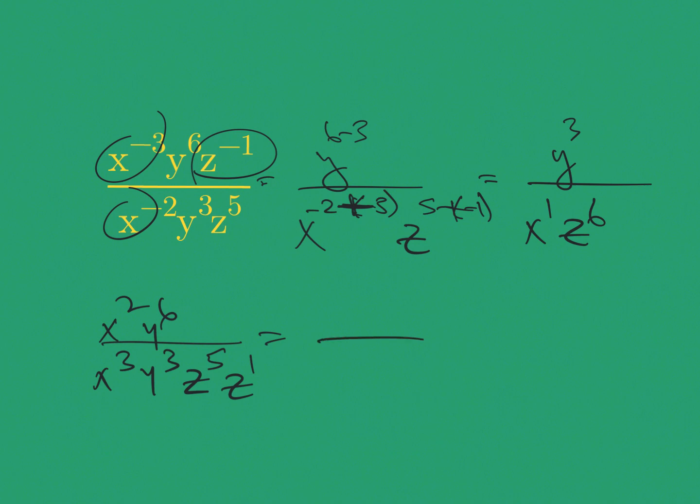Where's your largest x at? Top or bottom? X squared, x to the third. They're both positive. Which one's larger, a positive 3 or a positive 2? We're on the positive side now. So 3 is larger than 2. Hold your x's on the bottom. 3 minus 2 is 1. Your largest y is still on top. The y's were no different. Y's are still up top. 6 minus 3 is 3.